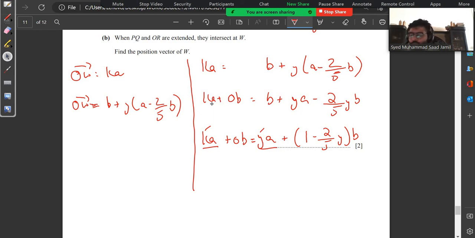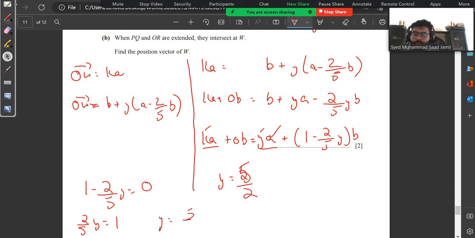So the value of Y, the alpha, is basically, if you look at B over here, 5 upon 2. How did I get 5 upon 2? 1 minus 2 upon 5 Y is equal to 0. 2 upon 5 Y is equal to 1. Y is equal to 5 upon 2. That's how I get the value of 5 upon 2.